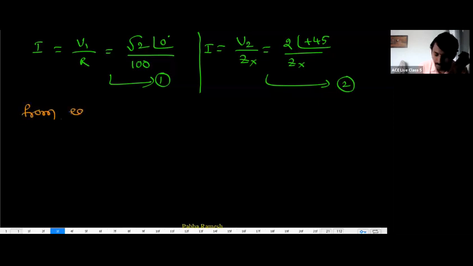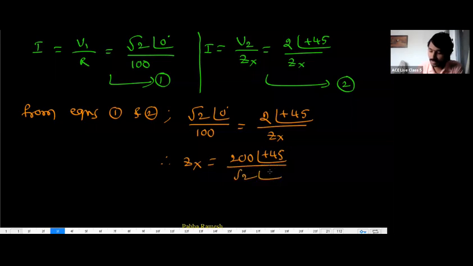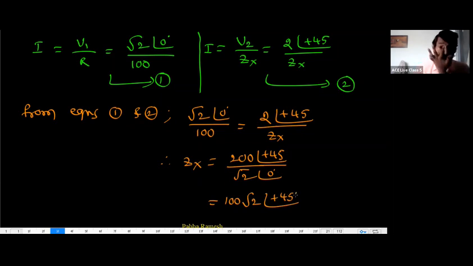If these two are in series, automatically we can write from equations 1 and 2: root 2 at an angle 0 by 100 is equal to 2 at an angle plus 45 by Zx. So from this, Zx is equal to 200 at an angle plus 45 by root 2 at an angle 0. So 200 by root 2 means 100 root 2 at an angle plus 45.